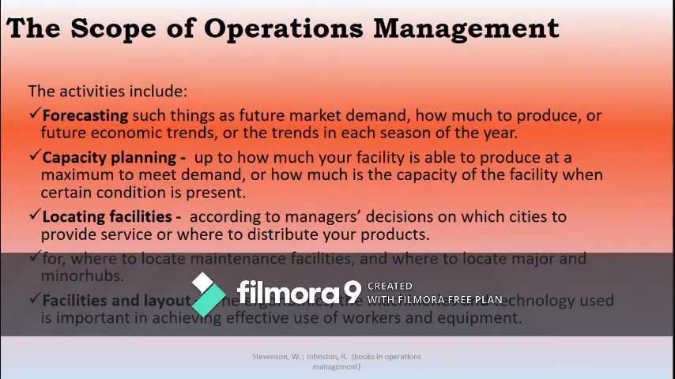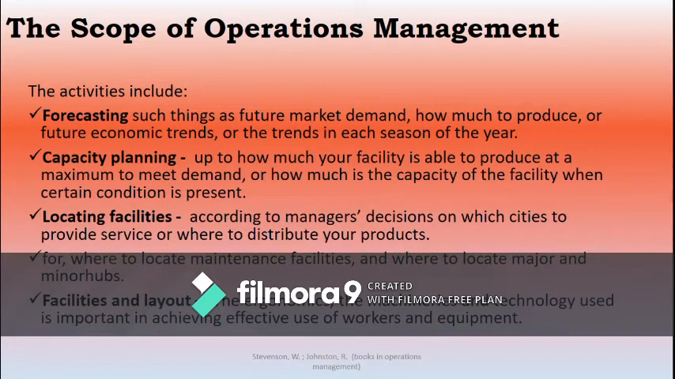For instance, papers, bond papers, and other school materials. You should distribute this to areas where schools and offices are really present, right? So you're not going to put it in areas where tourism is more in demand than offices and schools. So that is for where to locate the maintenance facilities and where to locate major and minor hubs for your organization. Facilities and layout. The ergonomics, the machineries, and the technology used are important in achieving effective use of workers and equipment as well.